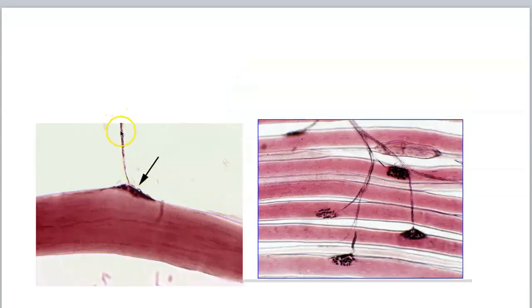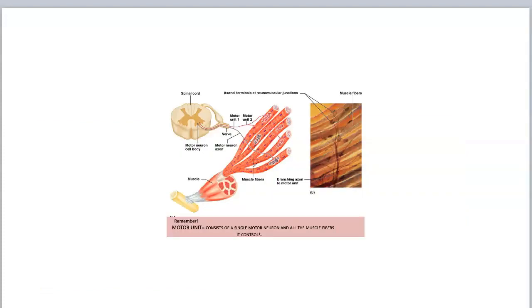Here is a single axon going to a single muscle fiber. This is the neuromuscular junction right there. And I think that's it for this video. I'm going to have one more and then we're going to start with our muscles.